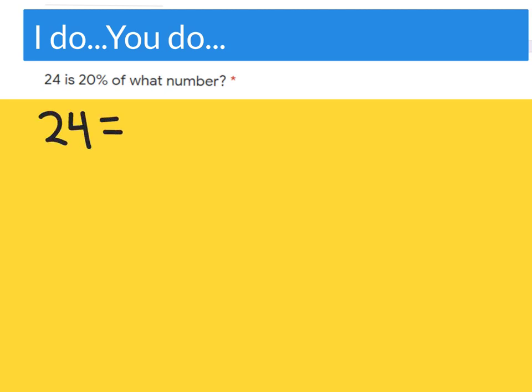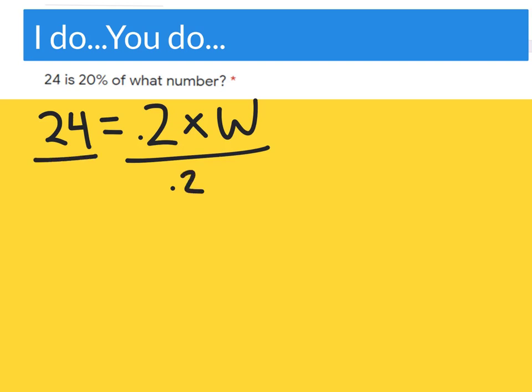24 is 20%. Remember, don't want a selfie, want a real number. Of what number, don't know. So again, they multiplied by 0.2, so we're going to divide by 0.2 to solve that. Which when you solve gets you an answer of 120.